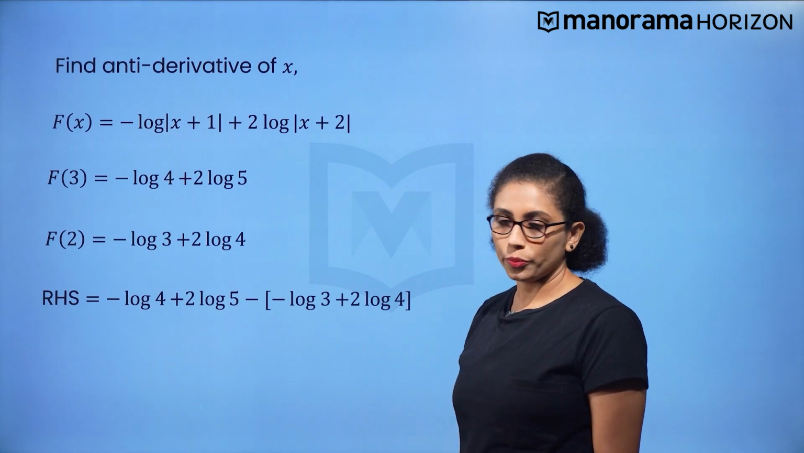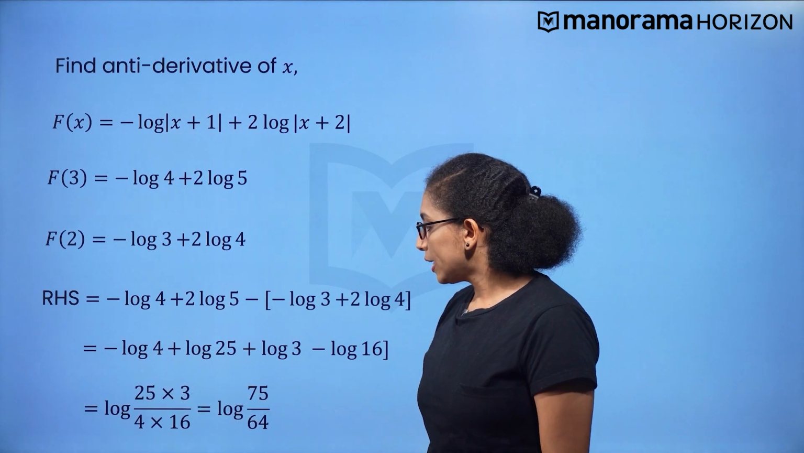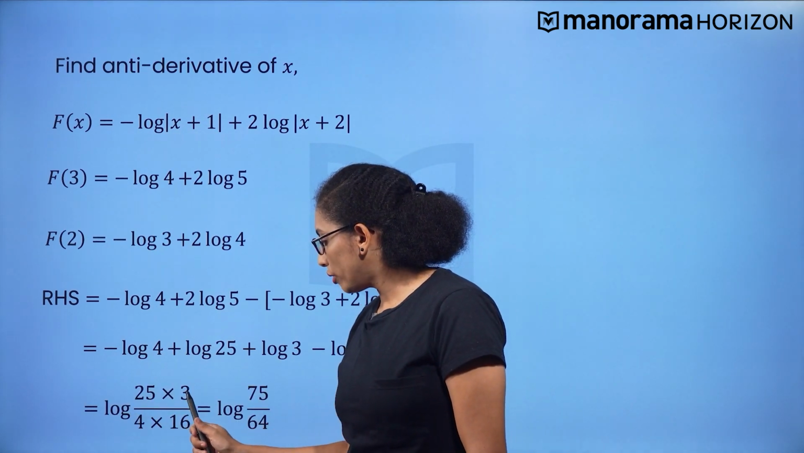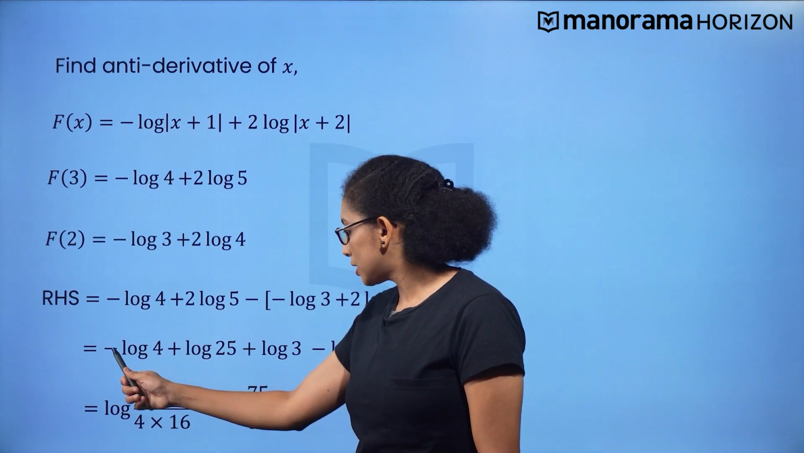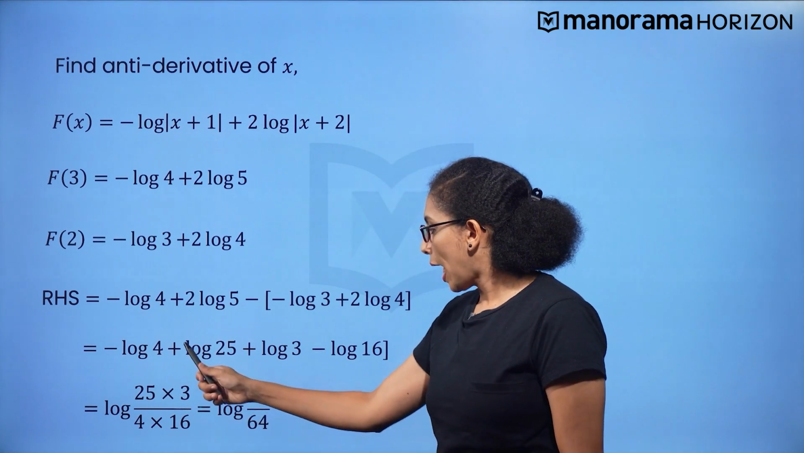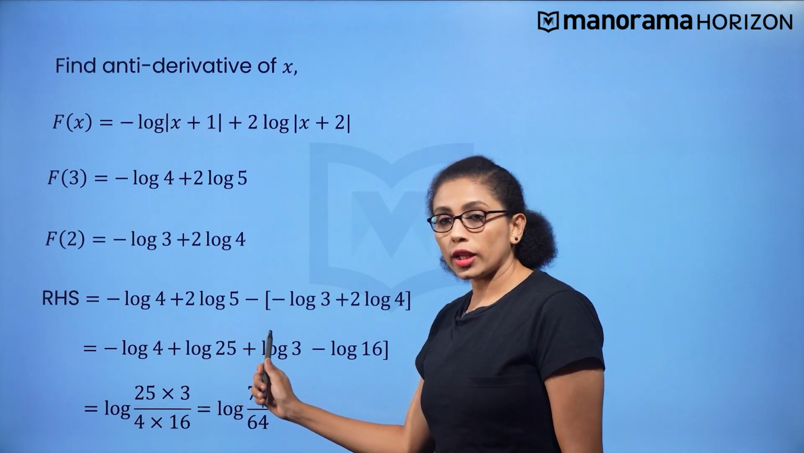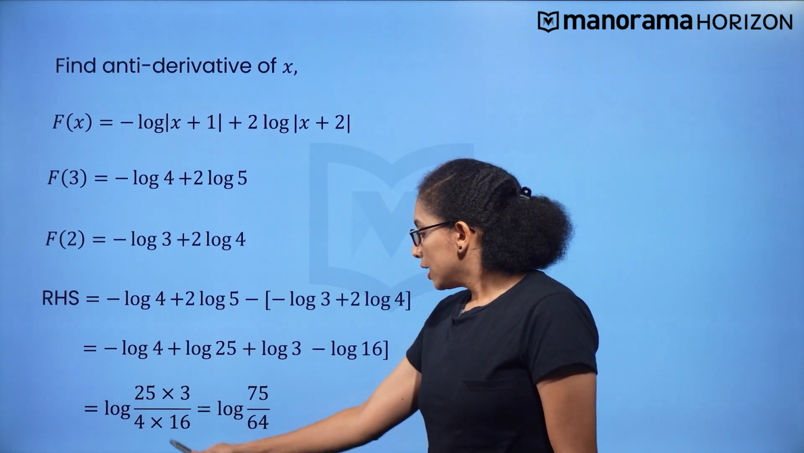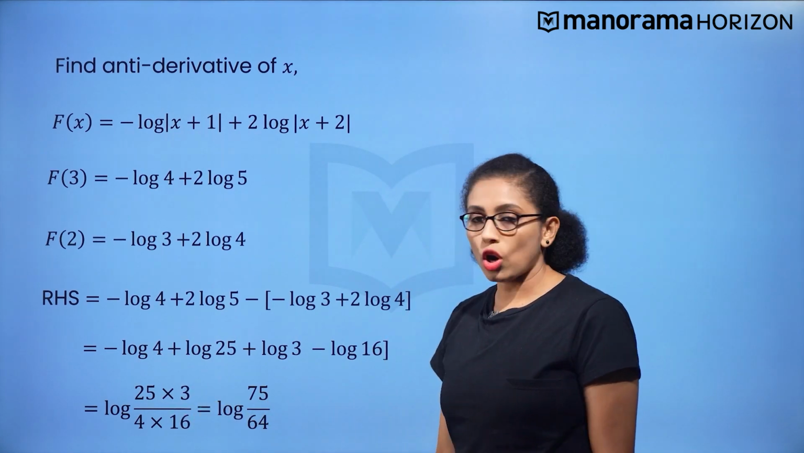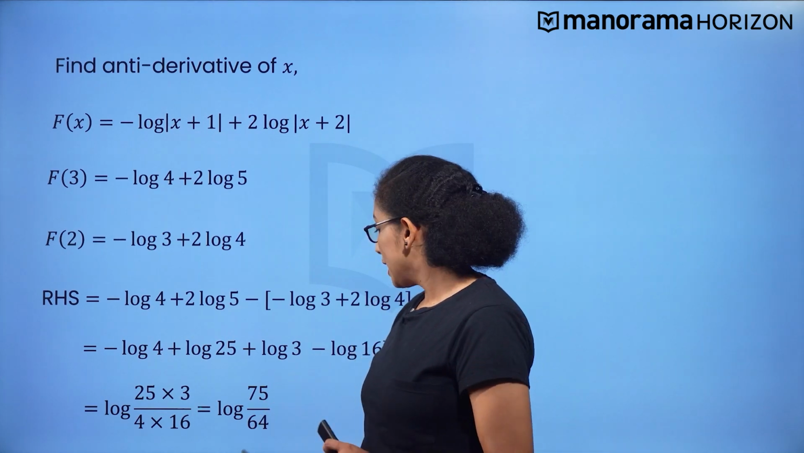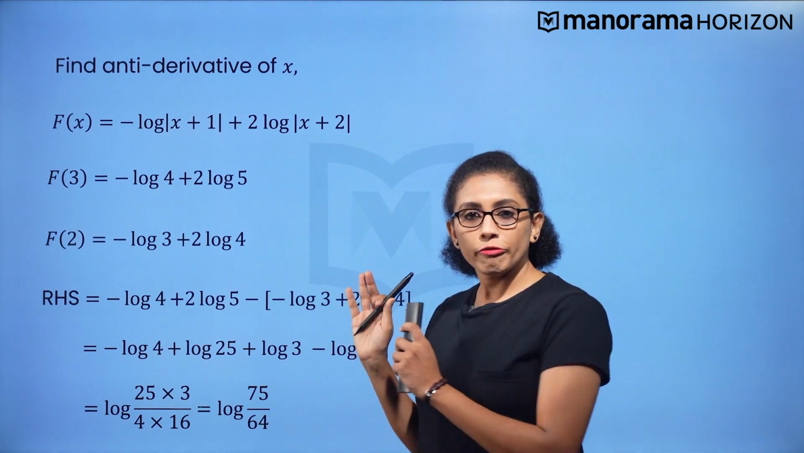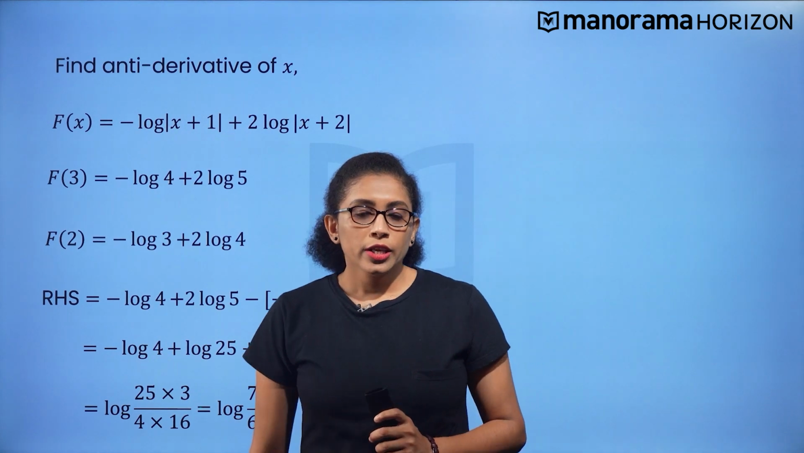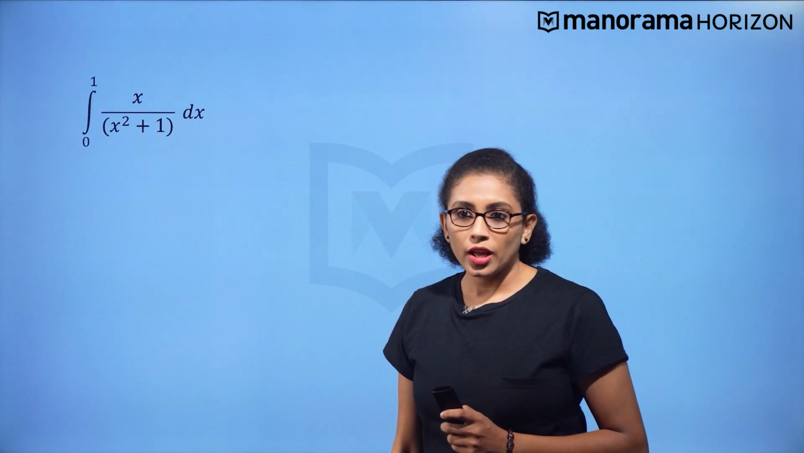And on reducing, we get log of 25 into 3 by 4 into 16. Because it's a negative sign, it will go down, and these two are the product. So, 25 into 3 by 4 into 16. And this will be further reduced to log of 75 by 64, which is the final answer. Right? Now, let's have a look at another question.